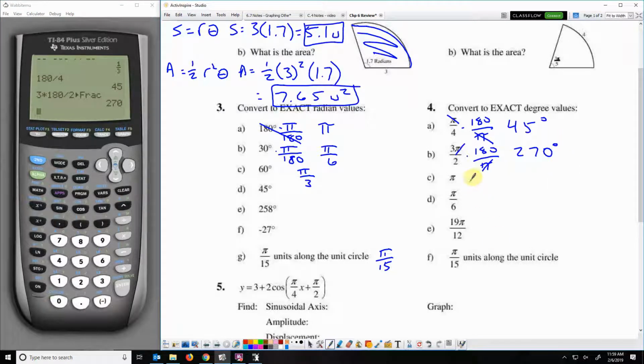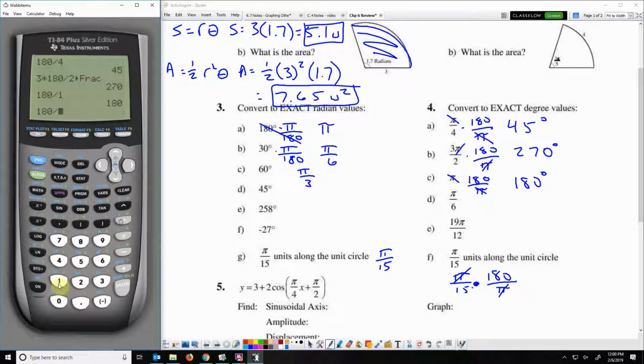Okay, so pi times 180 over pi. Those cancel, and I get 180 degrees. Okay, let's go down to F. Pi over 15, but here this is in degrees, so I need it in radians. So I do need to multiply by 180 over pi. So the pi's cancel, and I've got 180 divided by 15. (12 degrees).